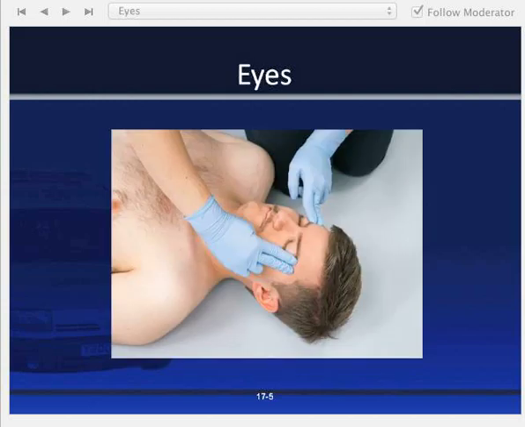When evaluating the eyes, gently palpate the eye sockets, the orbits, for instability or tenderness. Check both eyes for pupillary responses, utilizing the acronym PEARL: pupils equal and reactive, round to light. Pupils equal, round, and reactive to light.